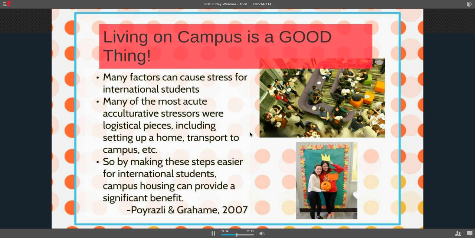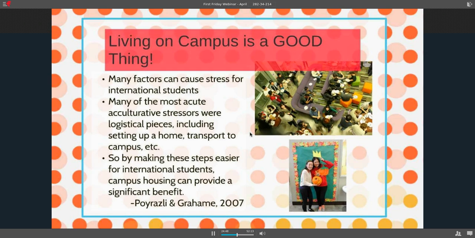So by making these steps easier for international students, campus housing can provide a definite benefit. And so I think it's great to know that we can speak very specifically about how residential life and housing operations are definitely a positive thing for our international students.